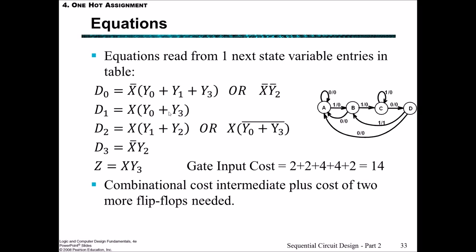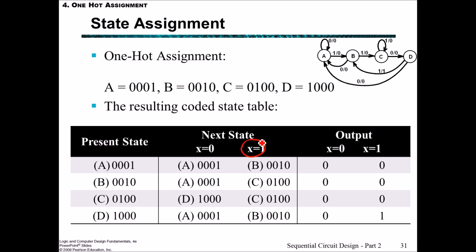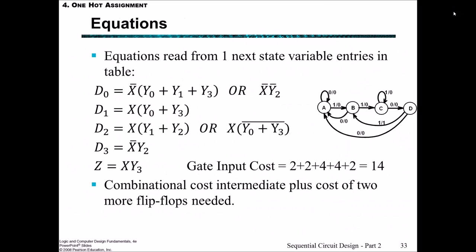For D1 and D2, if we have a look at the state table, D1 is the one that looks after B, and Y0 and Y3 are the inputs for A and D. Have a look for B. When we have the input being 1, that is here, and we have the previous state being A or the previous state being D, then we move to B. We have the B flip-flop coming true. So you could say this was Y0, this was for Y3, and then this was for D1. So D1 is true when X is true, and either Y0 is true or Y3 is true. And D2 is somewhat similar. It's for when X is true and when Y1 is true or Y2 is true.